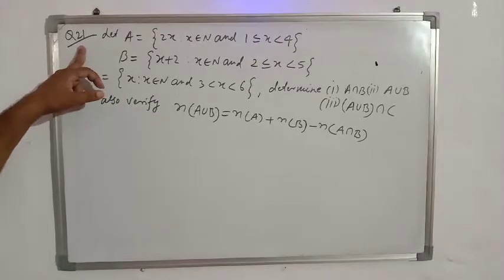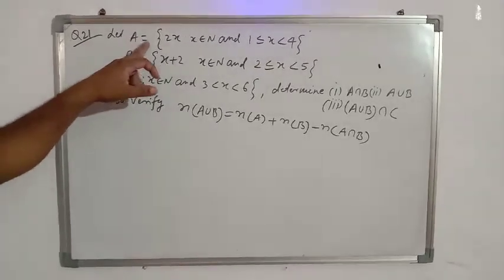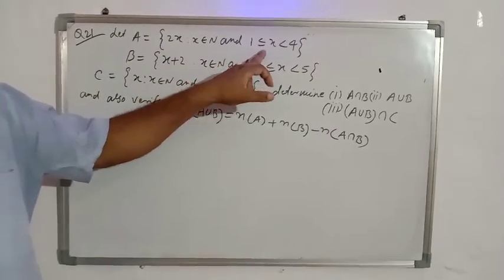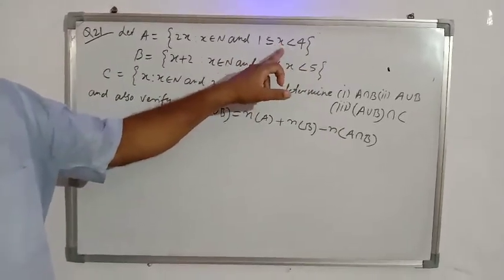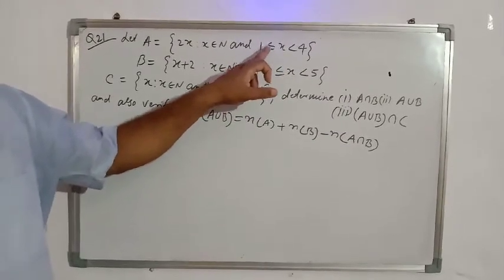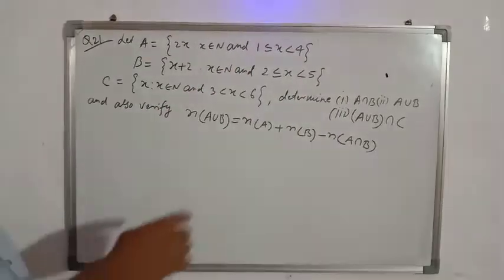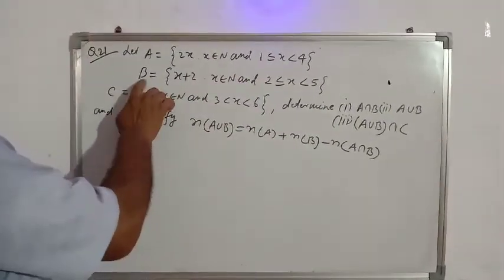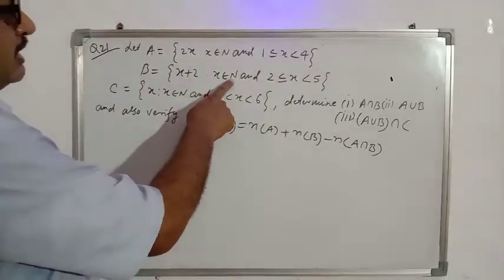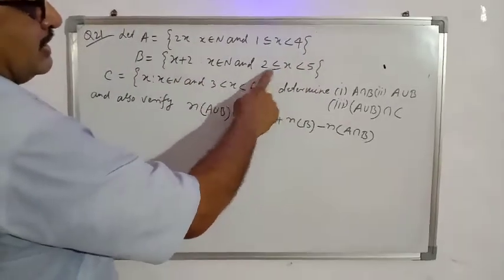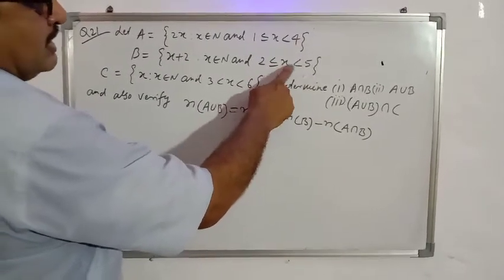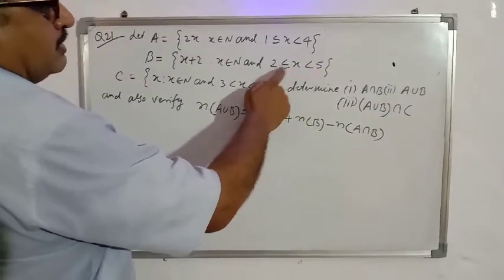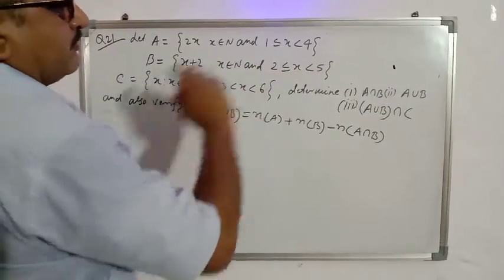Question number 21. Here the set A is given 2x such that x is the natural number and 1 less or equal to x less than 4. Means value of x is equal to 1, greater than 1 but less than 4. So what will be the value of x here? 1, 2 and 3. B, x plus 2. X is again a natural number but x lies in this interval, 2 less or equal to x less than 5. So x is equal to 2, more than 2 but less than 5. So values of x will be 2, 3 and 4.